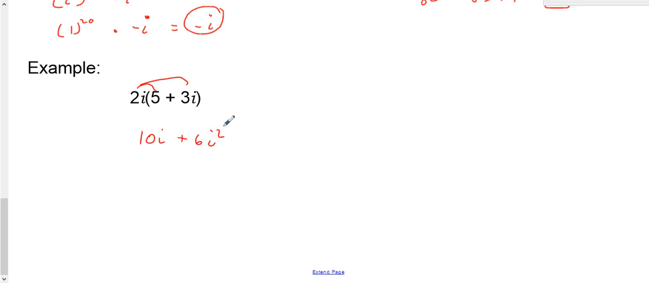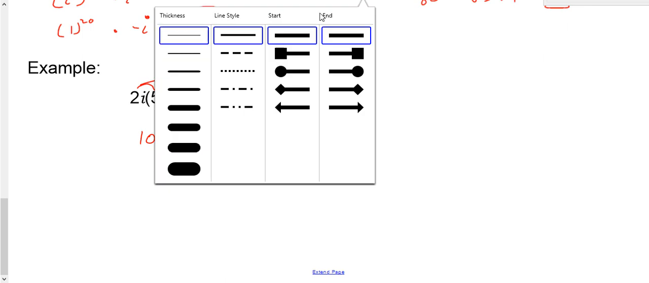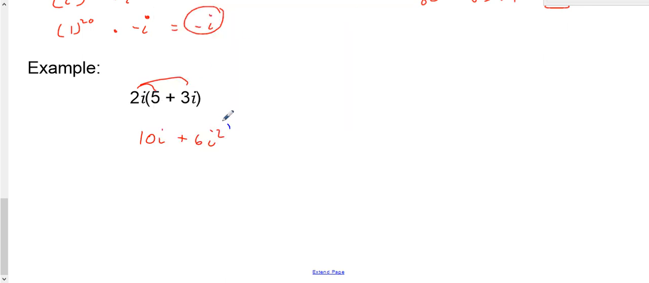But now because I have an exponent on the i, I need to realize that there's something special going on right there, where I know that i squared is equal to -1. And so I'm going to have 10i plus 6 times -1. And 6 times -1 is -6.